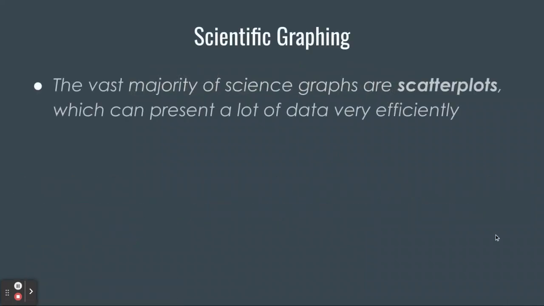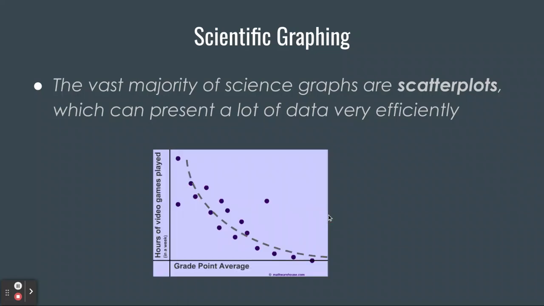So, in scientific graphing, the vast majority of science graphs are what are called scatter plots, which can present a lot of data very efficiently. So, this is an example of a scatter plot. And what you can see here is a lot of range in how these dots are spread, but there's a definite pattern where we can see that as the grade point average is increasing, the number of hours of video games being played is decreasing. So draw that trend line, kind of that general pattern of how the grade point average affects the amount of hours of video games being played.